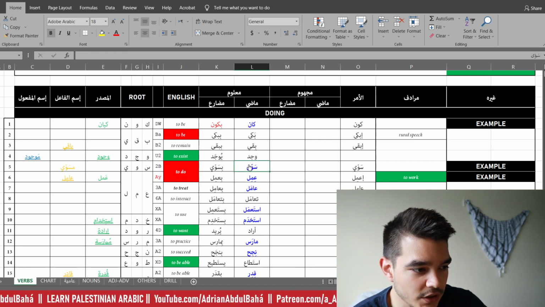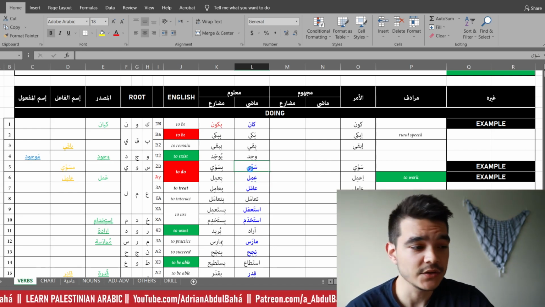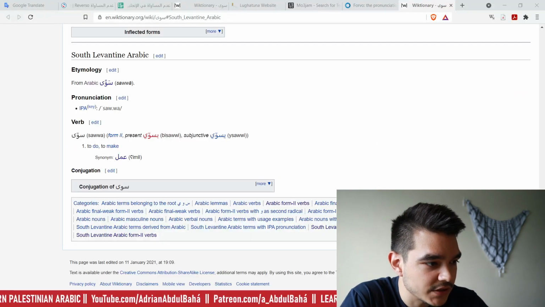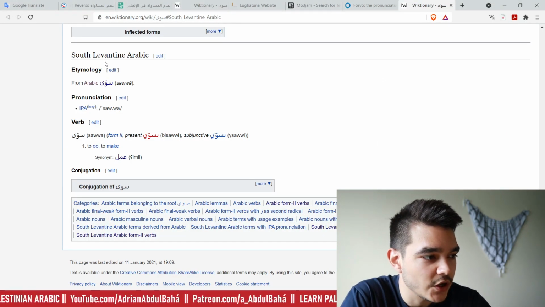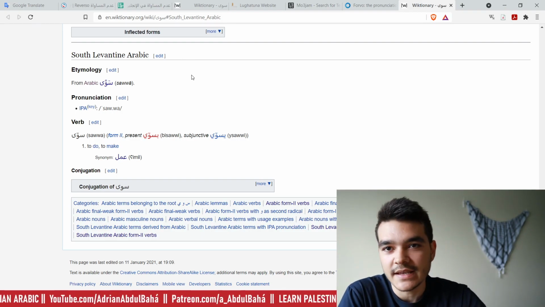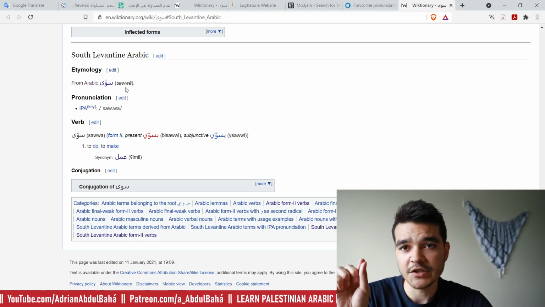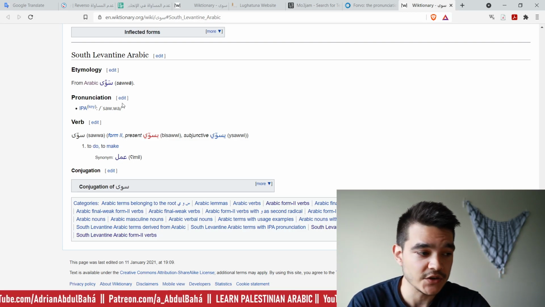And now sawa is blue, which means it's a hyperlink, right? So let's click on it. Okay, so this is what it opened. It just opened the same thing that we were on before because that's what it links to. So if you click on the spreadsheet, it will immediately take you to the Wiktionary entry.